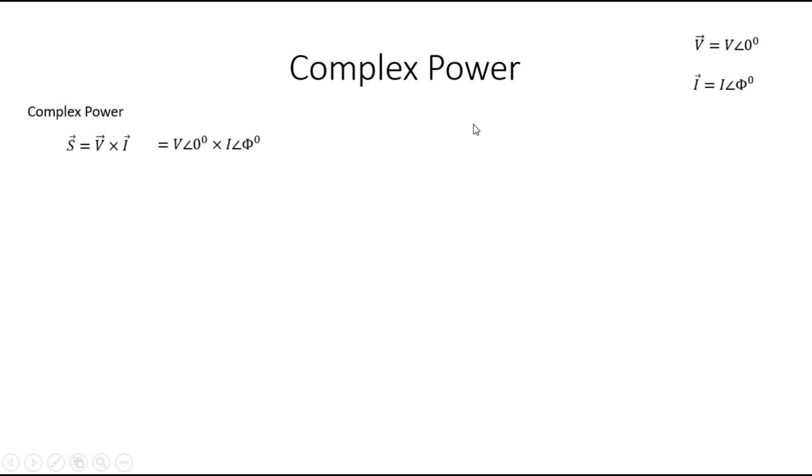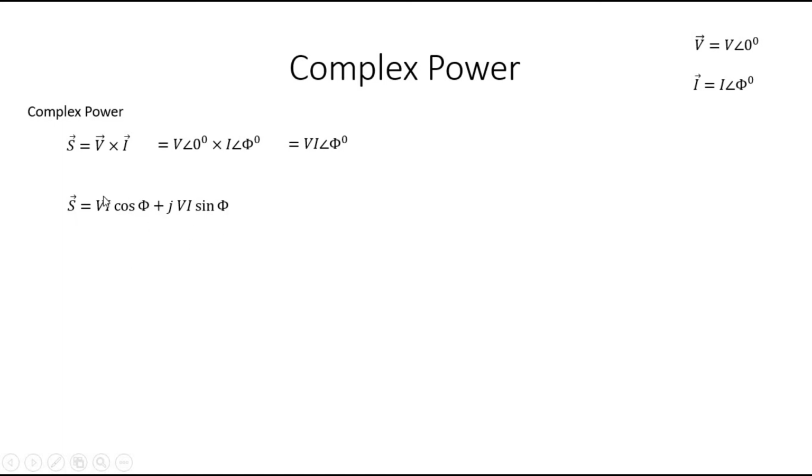Again we can substitute this. So V angle 0 into I angle phi. So we will get VI, multiplying V into I, with angle 0 plus phi. Okay, so this is the vector S. Again we can convert this into rectangular form. This is in the polar form. So VI cos phi plus j into the imaginary part, which will be magnitude into sine of the angle, so VI sin phi. So it has a real part and an imaginary part.